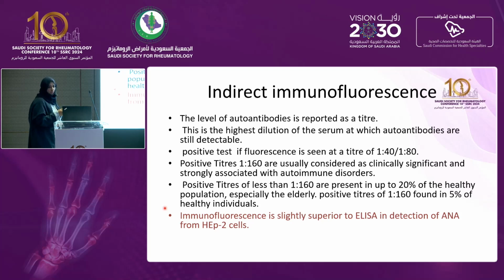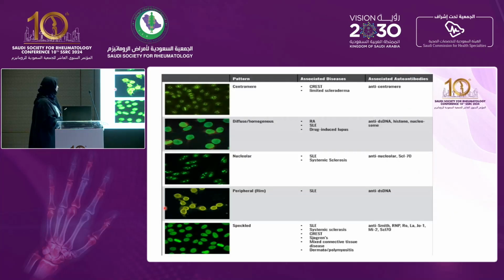As I mentioned, this is the gold standard, and they are using what is called HEp-2 cells, which are highly proliferating cells from a cancerous cell line, and they will be used to detect the antibody. And immunofluorescence, in cases of the ANA, is superior to ELISA.